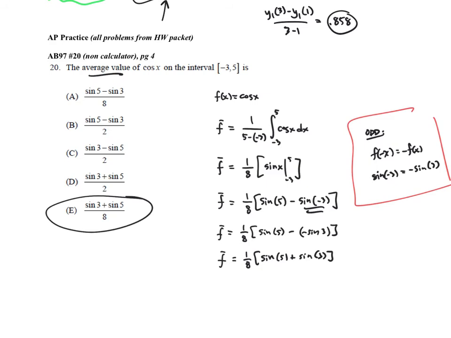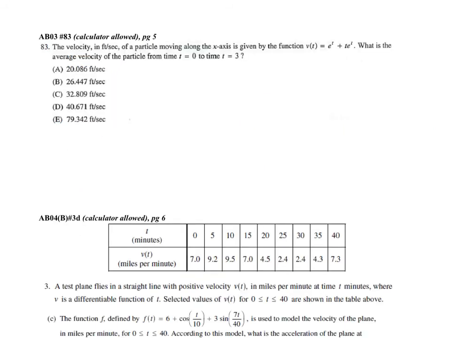Let's continue on the next slide. Okay, Calc Allowed 2003, number 83. The velocity in feet per second of a particle moving along the x-axis is given by v of t, as shown. What is the average velocity of the particle from 0 to 3? So I'm given velocity, asked for the average velocity. Thus, the average velocity, v bar, is going to be 1 over 3 minus 0, which is the interval given, integral from 0 to 3 of v of t, which is e to the t plus t e to the t.